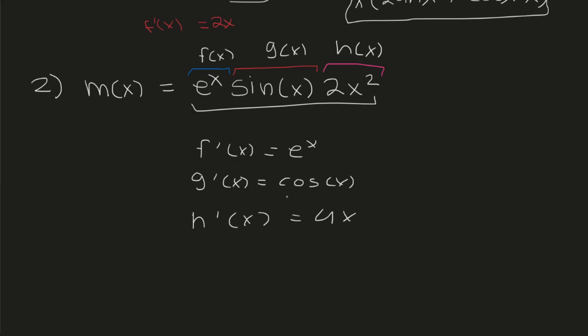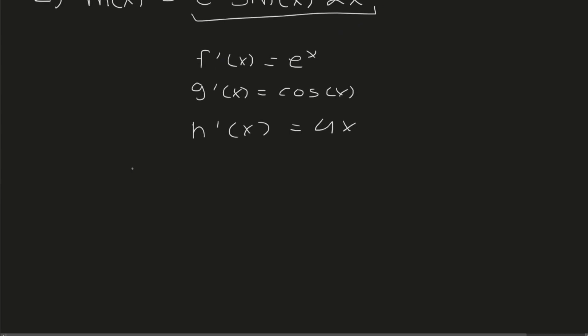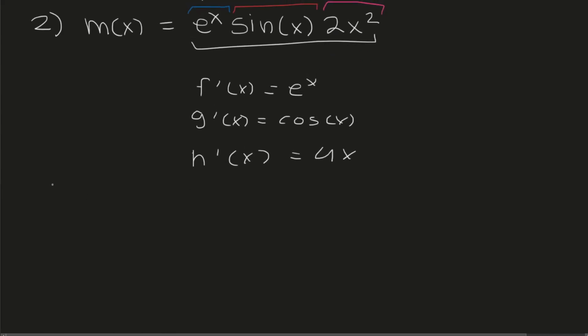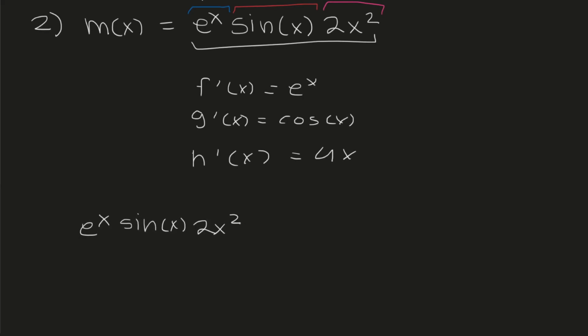So we'll have, let me scroll down a bit, we will have e to the x times the other two regular functions, sine of x times 2x squared, plus the second term where g of x is the derivative, cosine x times e to the x, that's f of x, and 2x squared, that's h of x.